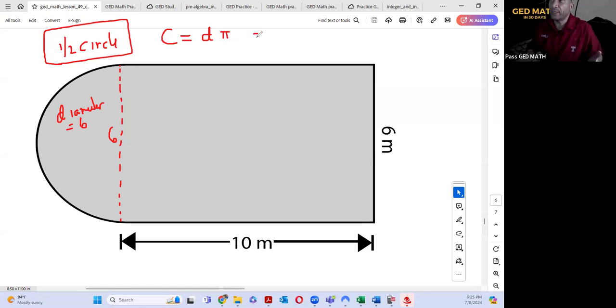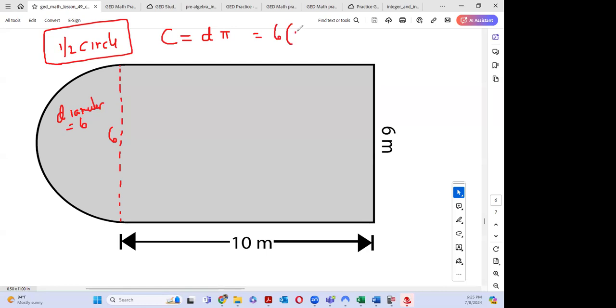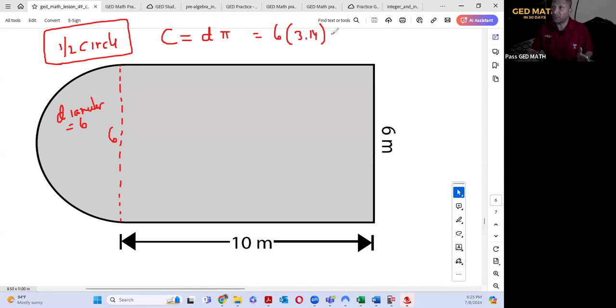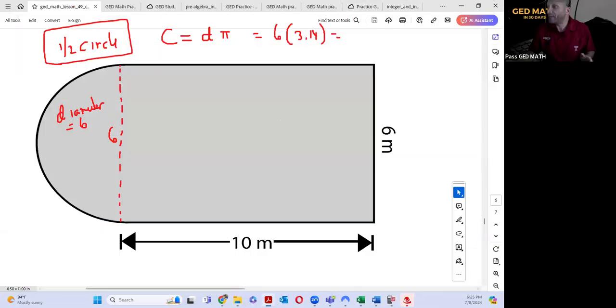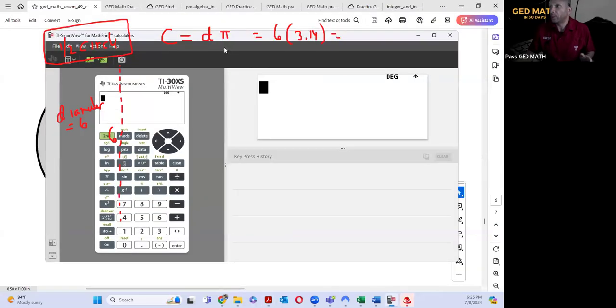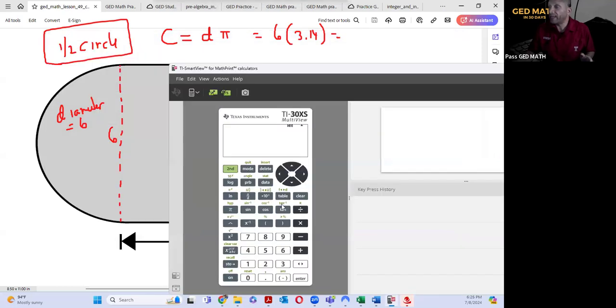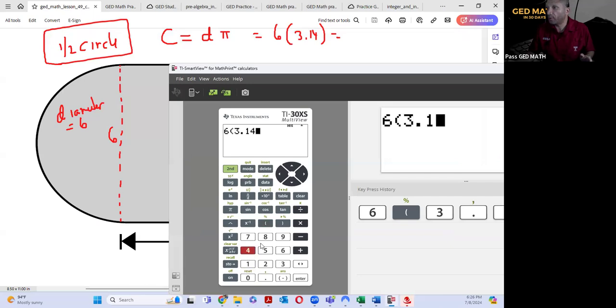Can anybody tell me what pi is? 3.14. Do we know what the diameter is? 6. So we're going to do 6 times 3.14. But we want a half of that. So first, let's find the circumference if that was a full circle. I'll grab my calculator. Always identify what you know. Don't get shaken by any problem. So 6 times 3.14. The circumference of a full circle will be 18.84.